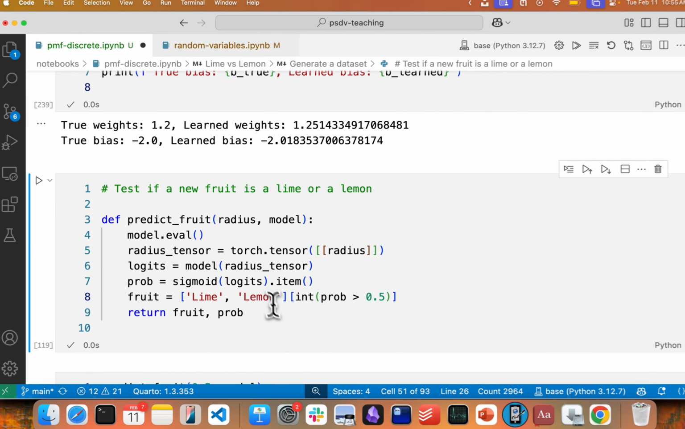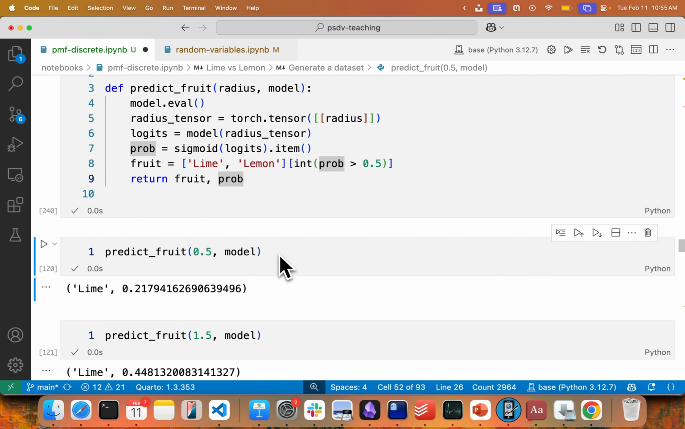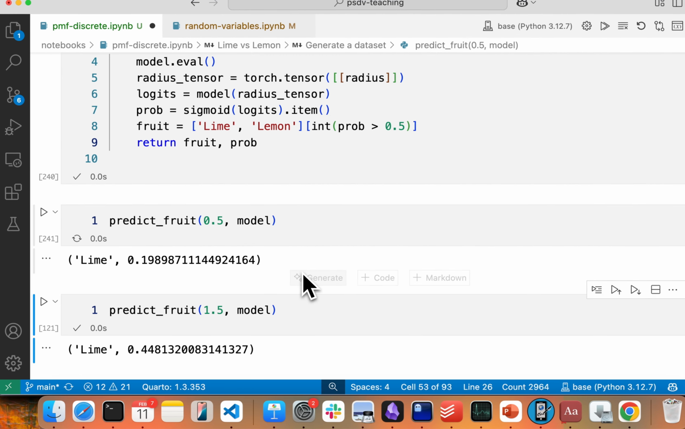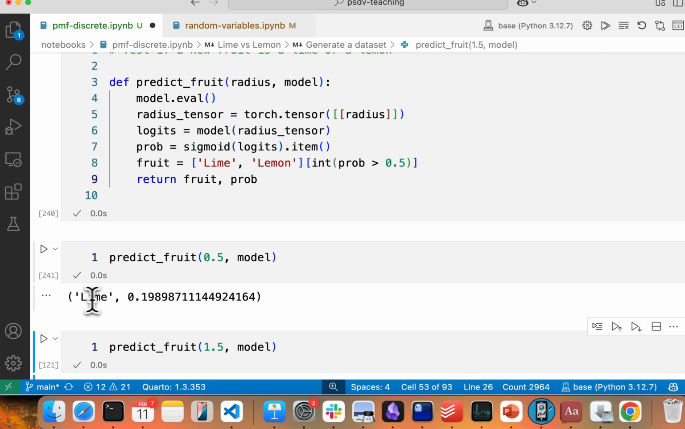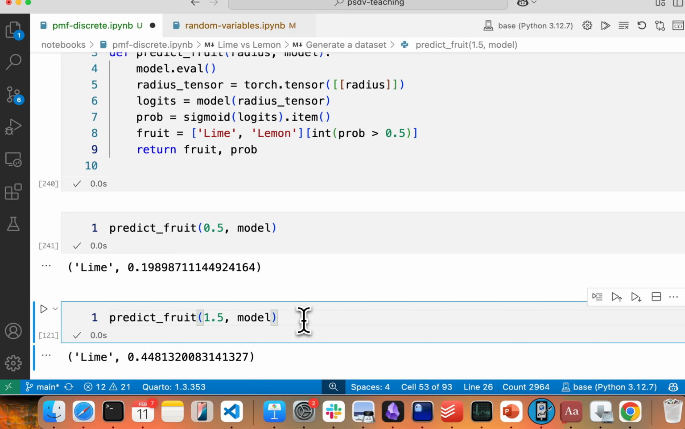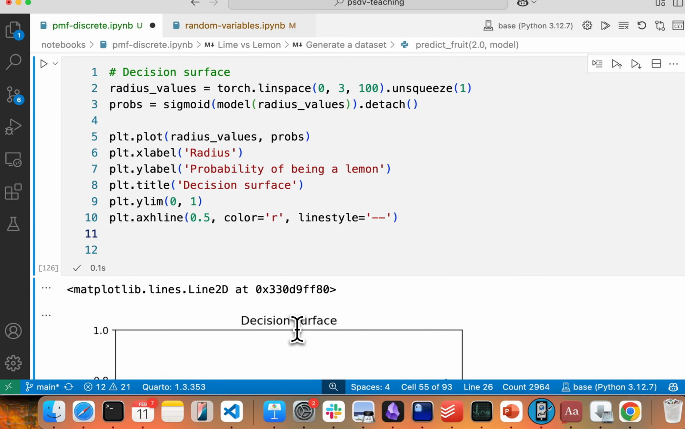I can also now predict whether a fruit is a lime or a lemon. So if I give the radius to be 0.5 to my model, I get that the output is a lime, with the probability of it being a lemon being 0.2. And similarly, I can look at 1.5. It is also a lime. With 2, it should be a lemon.